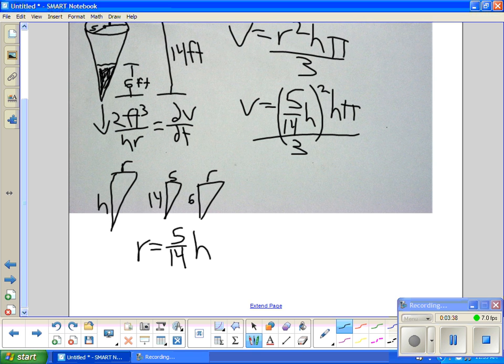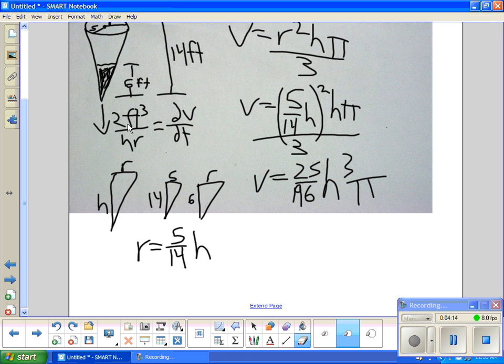Now we want to combine all the like terms, so we'll multiply, and we'll end up with (25 over 196) H cubed pi dH dt, pi all over 3. Now we want to find the derivative of this.